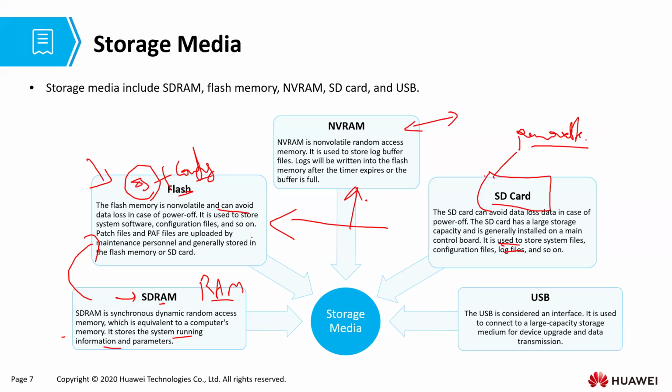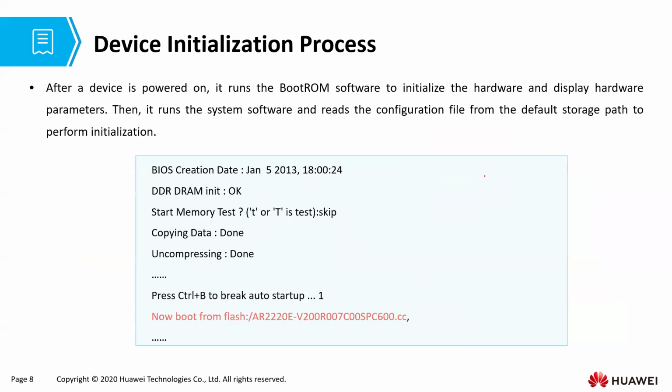Then the USB, almost the same case, is very useful when we are doing device upgrades and data transmission, when you want to transfer files or install operating systems. We all know what a USB is. Right, device initialization, very important. You need to understand what happens when your device gets power and you switch it on, whether a router or a switch. What does the initialization process look like? The boot-up process.